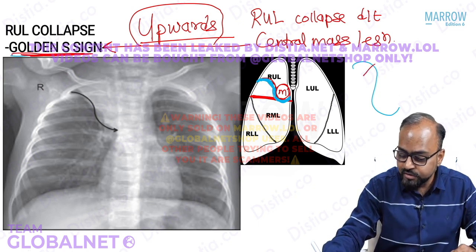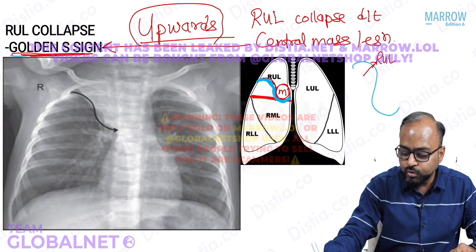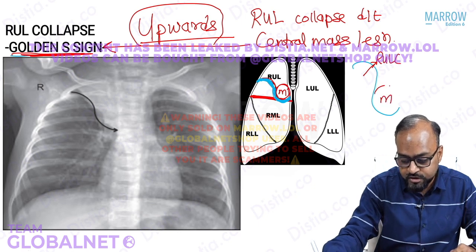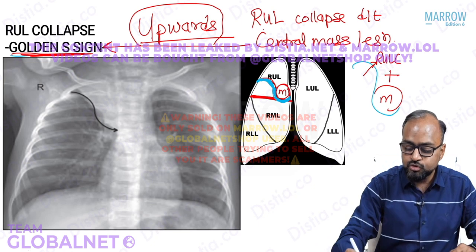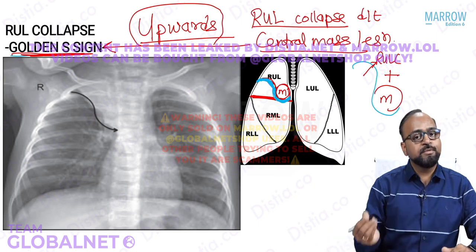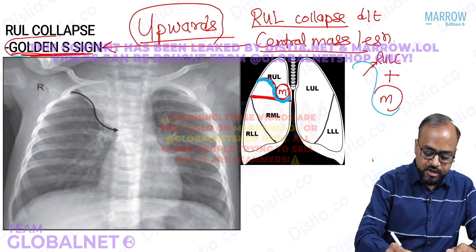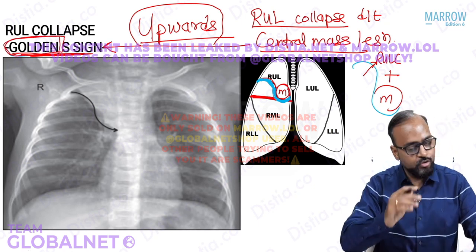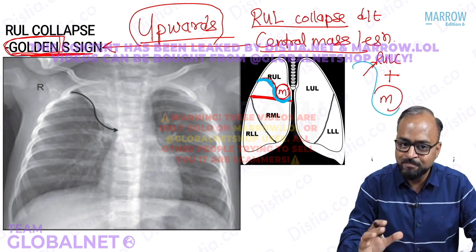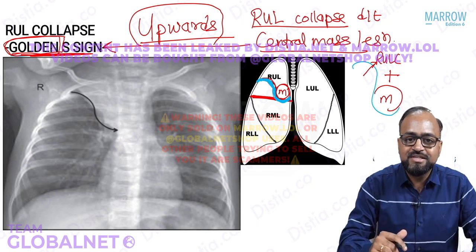The lateral part is because of right upper lobe collapse, and the medial convex part is because of this mass lesion. So both the parts of the answer are equally important. Why Golden? Because the name of the radiologist who elucidated this sign was Golden. Therefore, it is called Golden. Nothing related to gold and silver here. So this is what is called the Golden S sign.